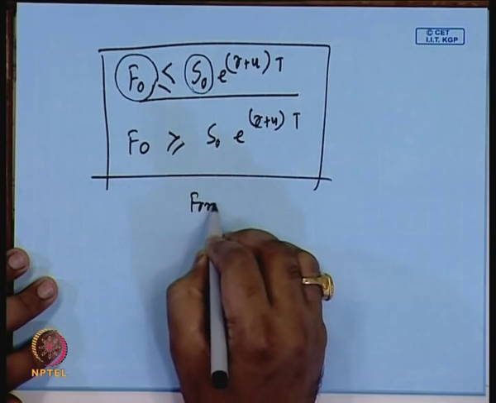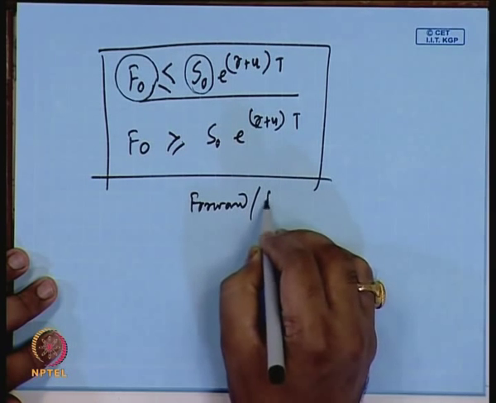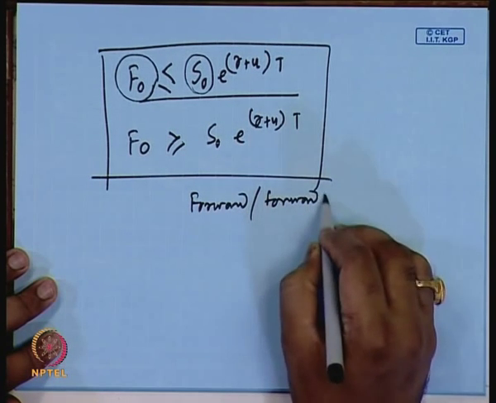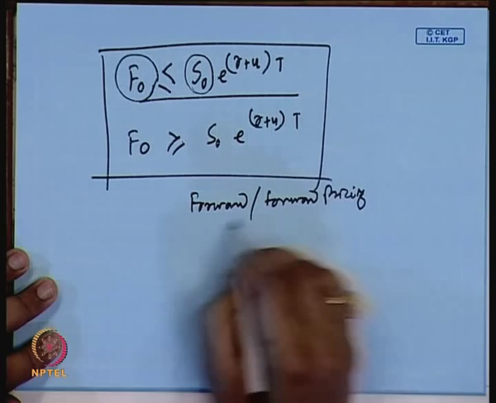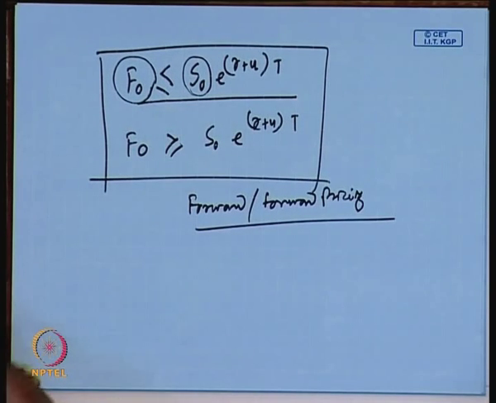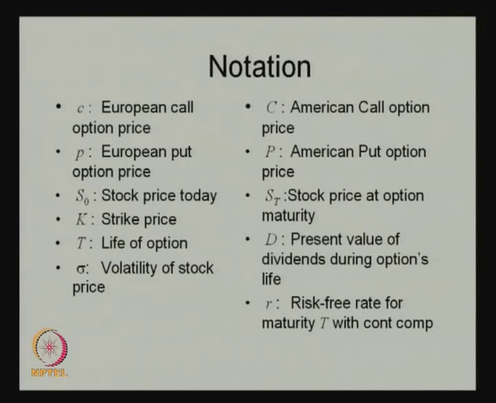Future and forward are the future pricing. And then we can move to the option pricing, which is also a very important concept, an important instrument we always use in the financial market.